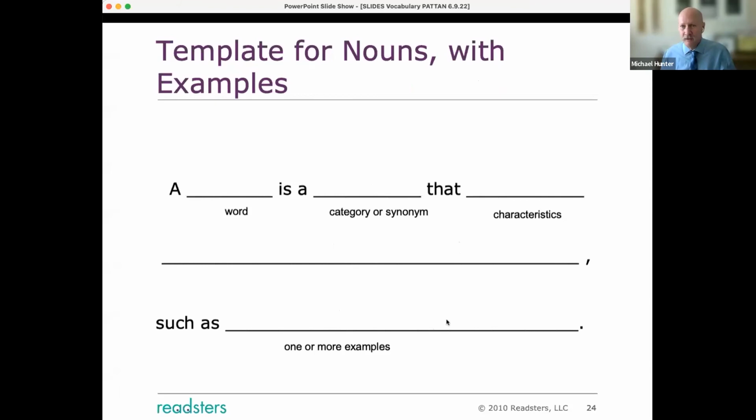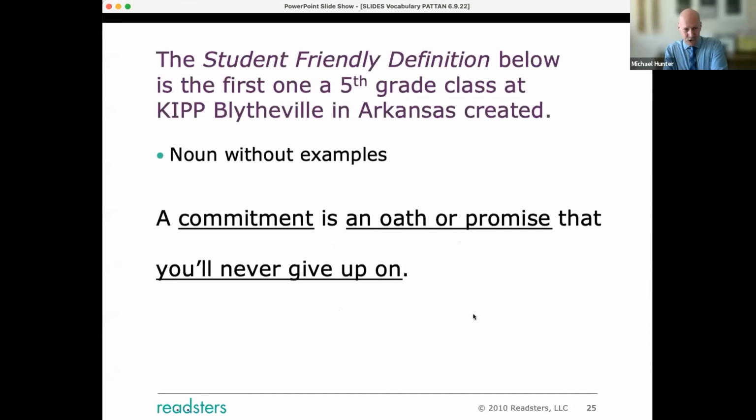Here is a student-friendly definition that was created by a fifth grade class at KIPP Blytheville in Arkansas. This was one of the first definitions this fifth grade class created on their own after being taught the word commitment. And they came up with: a commitment is an oath or promise that you'll never give up on. And I think that's a wonderful, basic, solid, secure understanding of the word commitment. And I hope you agree. So this is what we're looking for.